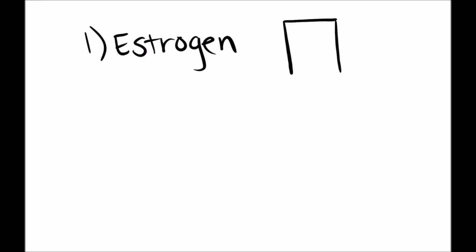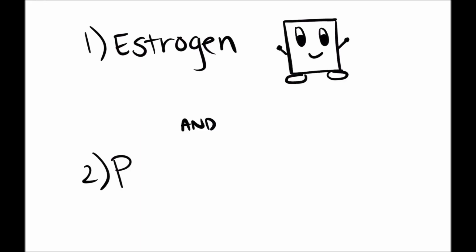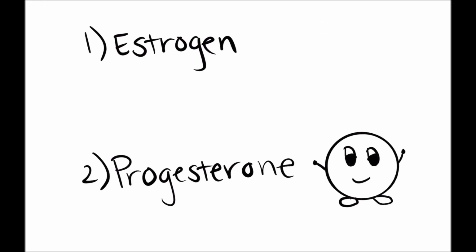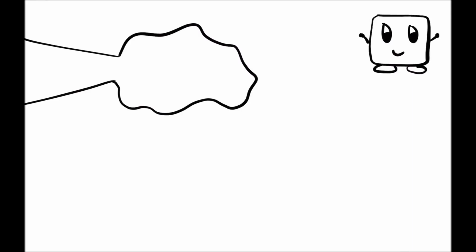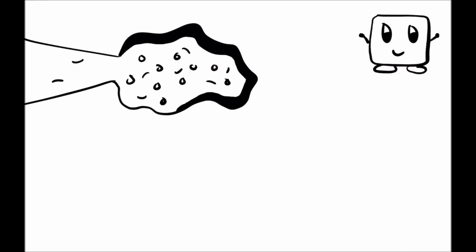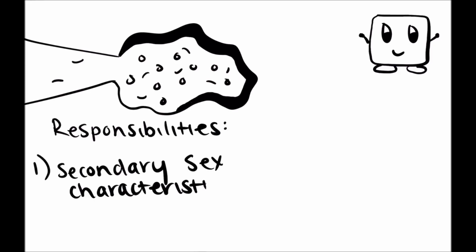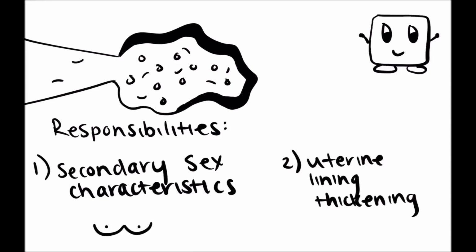There are two main hormones in the menstrual cycle that regulate almost everything that happens: estrogen and progesterone. They're the real stars of the show. Estrogen is produced by the ovaries. It is responsible for female secondary sex characteristics, such as breast development. Within the menstrual cycle, it plays important roles such as causing the uterine lining to thicken.